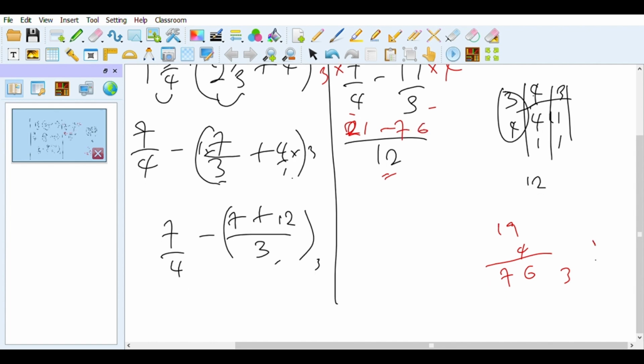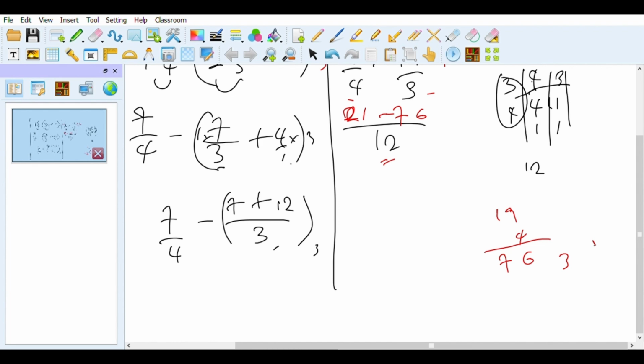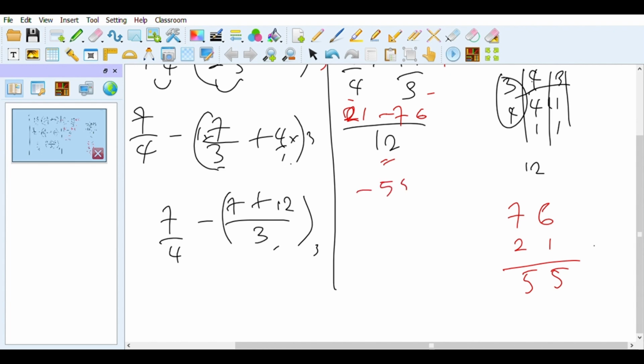All right, so 21 minus 76. Okay, so all we need to do is to still do 76 minus 21. 76 minus 21, 6 minus 1 is 5, 7 minus 2 is 5. But since 21 is smaller than 76, our answer is going to be negative because the bigger number is negative. So we have negative 55 all over our denominator, which is 12.